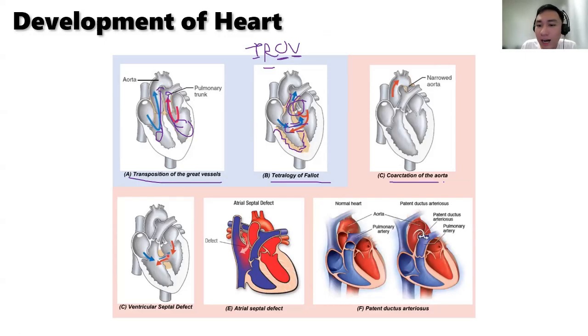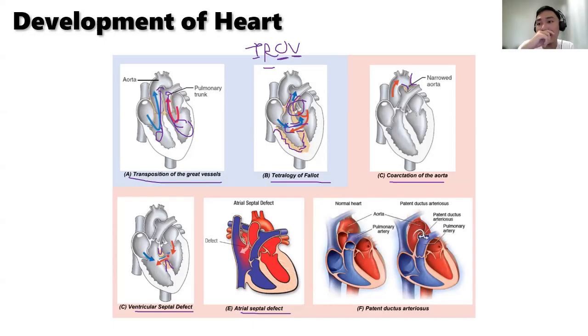You also have coarctation. When you say coarctation, nag-narrow. So, that will cause increased pressures here to be able to direct blood to the systemic circulation. So, coarctation, sumikip yung aorta. Ventricular septal defect, ayan nga, hindi nag-form properly yung ventricular septum. Atrial septal defect, hindi nag-close yung foramen ovale. So, dapat maging fossa ovalis siya, pero hindi nag-close, di ba?